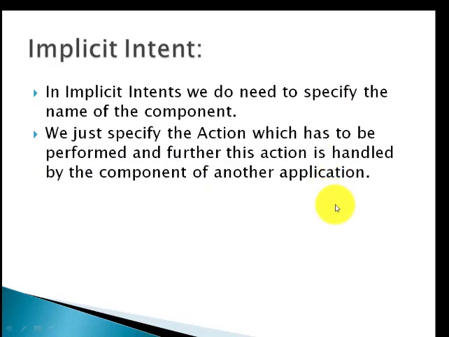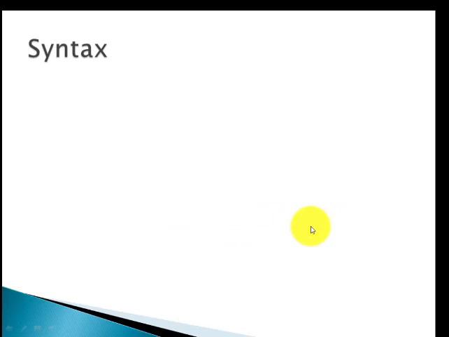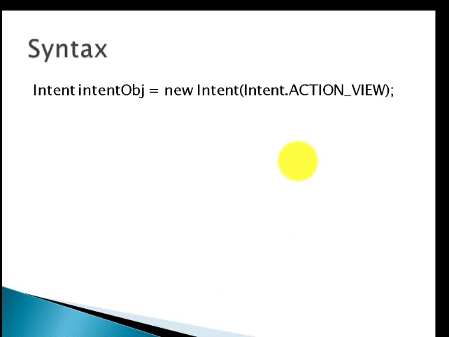Now second is your implicit intent. In implicit intent, we do not need to specify the name of the component. In this, we are not connecting two or more activities. What we will do in implicit intent then? We just specify the action which has to be performed, and further this action is handled by the component of another application. The basic example of implicit intent is to open any web page within the current activity. Suppose I want to open a web browser within the current activity. In that case, we will use implicit intent.